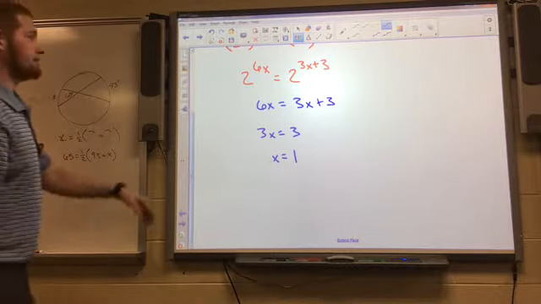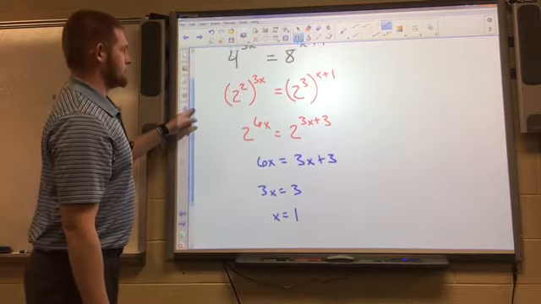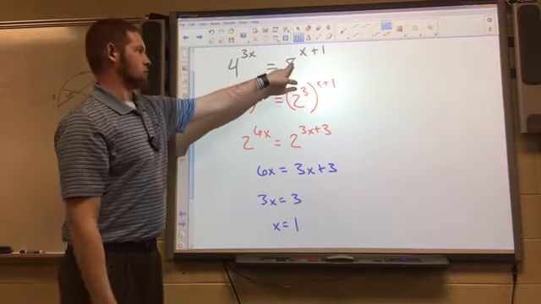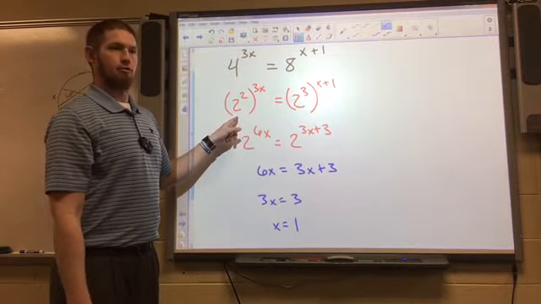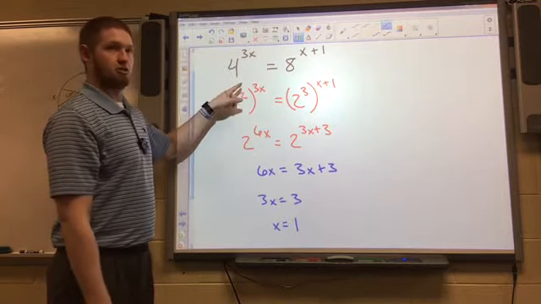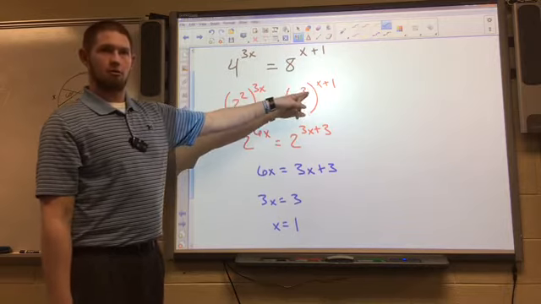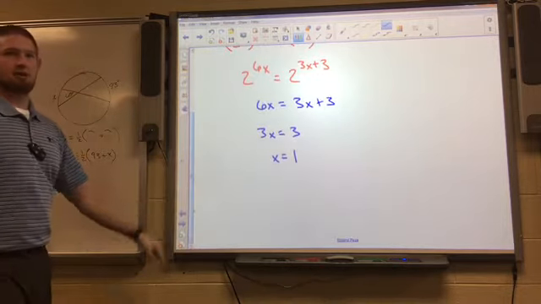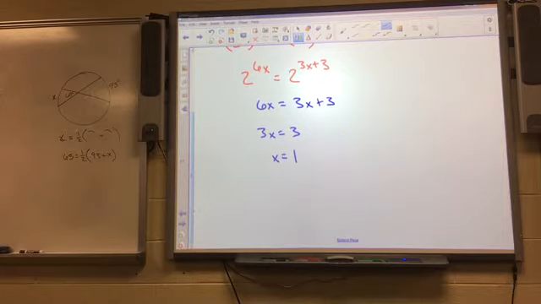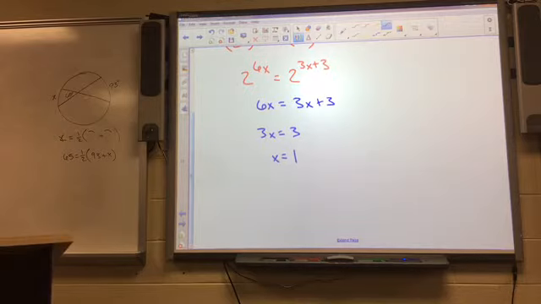If I happen to have maybe this was a 9 and this was a 27, what would you change your bases to? A 3, because I could write it as 3 squared and 3 cubed. So you've got to break them down. We're trying to make our bases be exactly the same, because then if our bases are the same, I can just set my exponents equal to each other. Should we do another example of that?